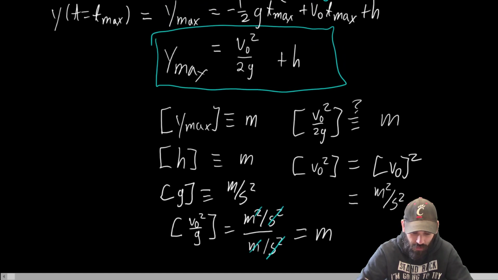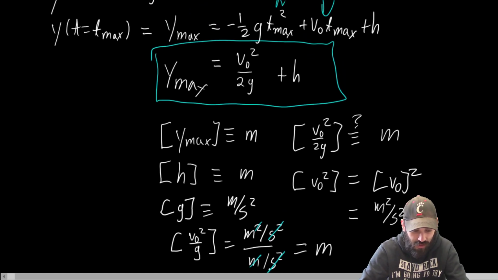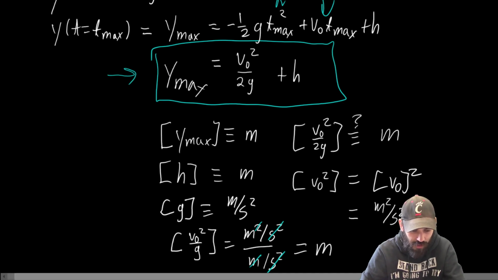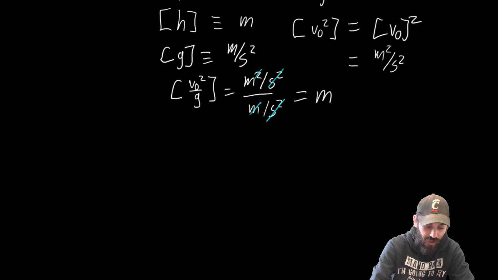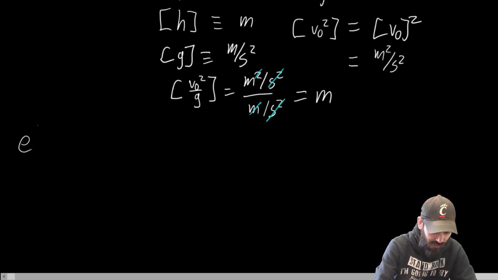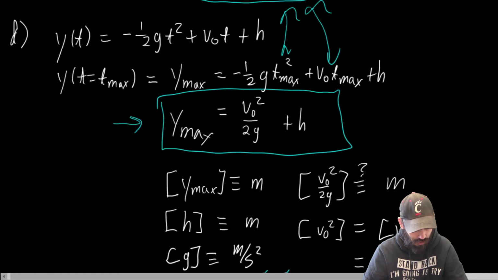Okay, so we know what y max is. Y max is this. And so what we can say then is, what if we have some new function? What if we say this should be part E, I believe. Check.